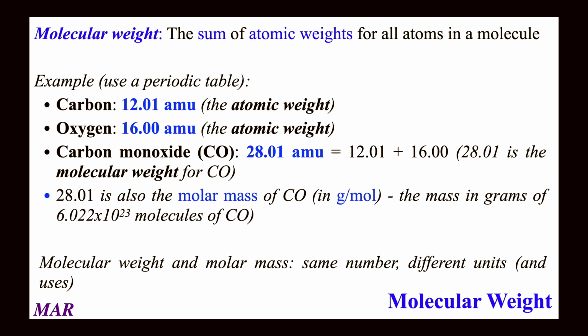Molecular weight, molar mass, same number, different units. You just take off one unit, put the other one on, and you're good to go. However, if you want to find the molar mass or molecular weight of a compound, you just add up the individual atoms together like we did here for carbon monoxide. And this is really cool too. We're not limited to just the elements. We can also do the compounds as well.